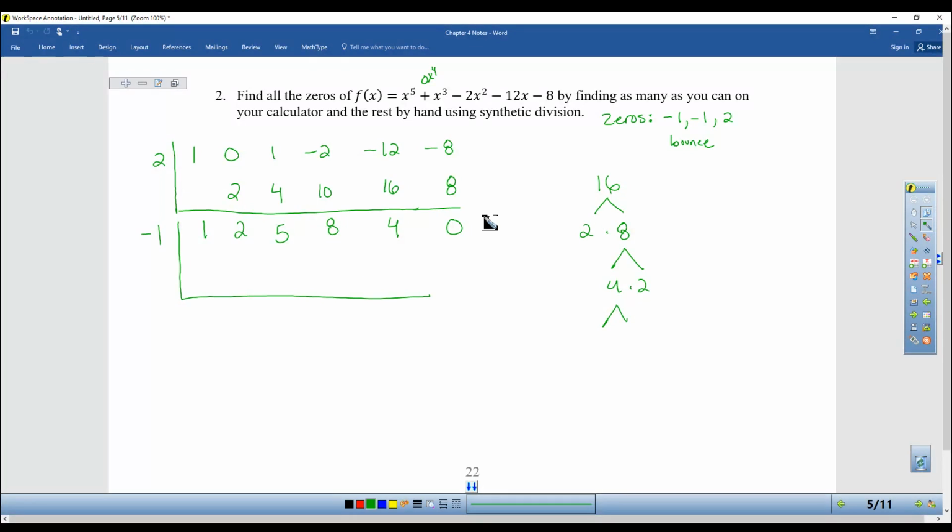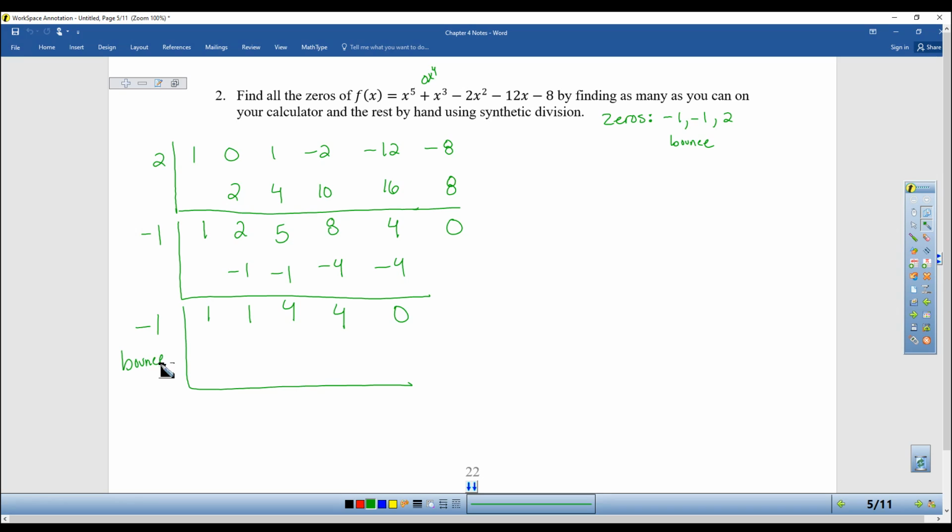We're going to focus now on the -1. So add, multiply, add, multiply, add, multiply, add, multiply, add. And of course it worked. Now what sometimes kids forget is that you can still use -1 again because it's a bounce. When it's a bounce, it counts as 2 of the zeros. So you're not required to list it twice in the answer, but you might want to just while you're learning. Add, multiply, add, multiply, add, multiply, add.